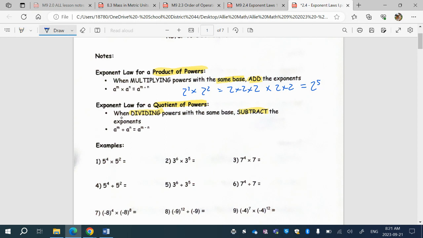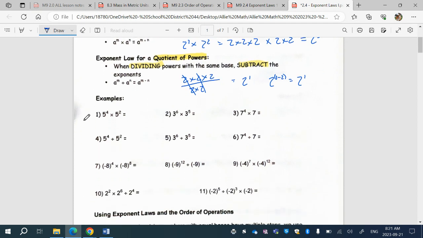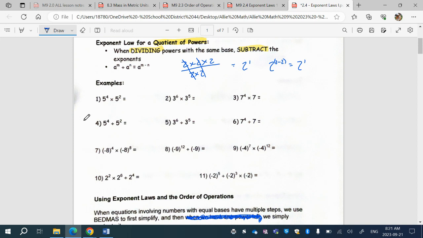And I'll show that for you again. So say we've got 2 times 2 times 2 divided by 2 times 2. So this is our 2 to the power of 3 divided by 2 to the power of 2. You can essentially cancel those out, and what we're left with is 2 to the power of 1. So if we had 2 to the power of 3 minus 2, we would also get 2 to the power of 1. I'll do some examples, and hopefully that will help to solidify this idea.